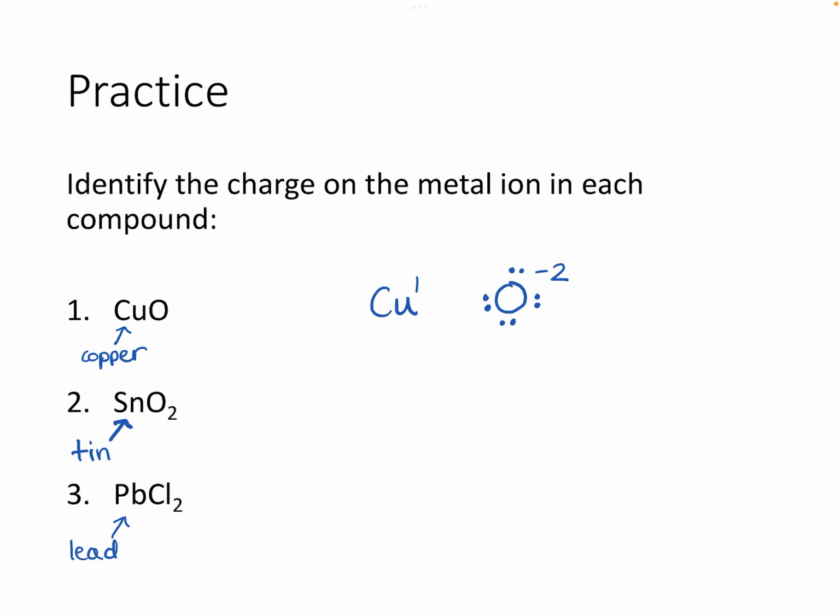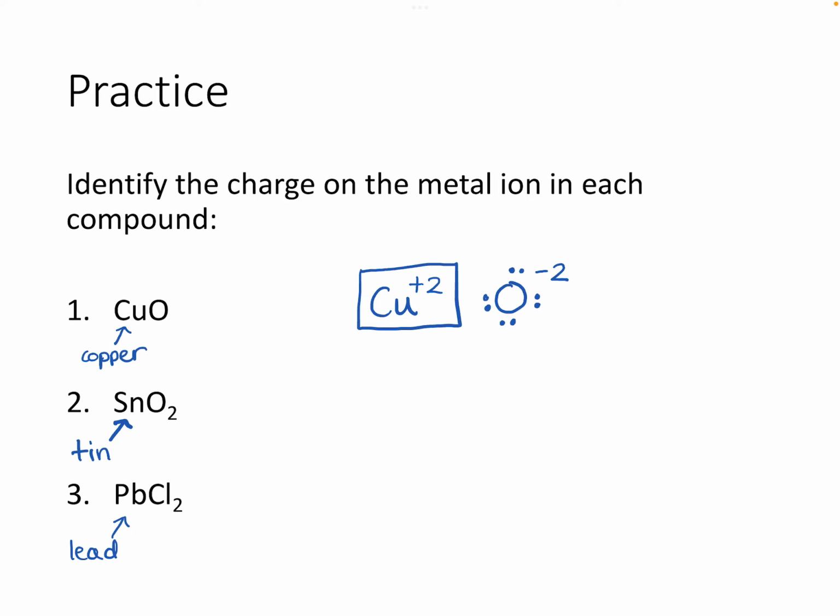+2. Great. So actually copper can either have a +1 charge or a +2 charge. It just depends on what it's bonded to. So in this case, it was bonded to oxygen, which has a -2 charge. So that means copper has to have a +2 charge in order to balance it.